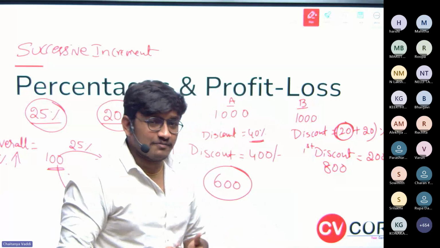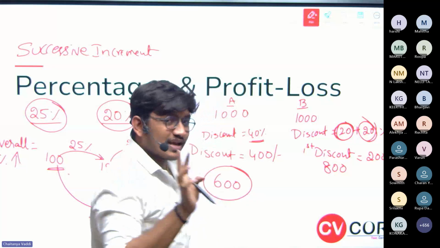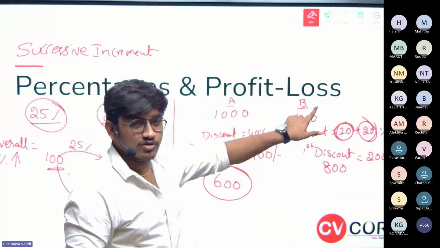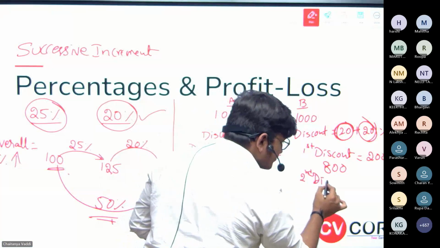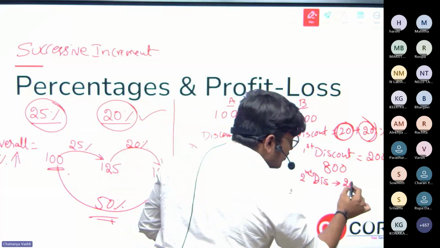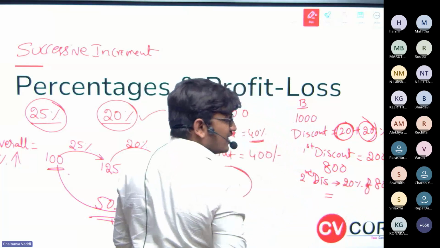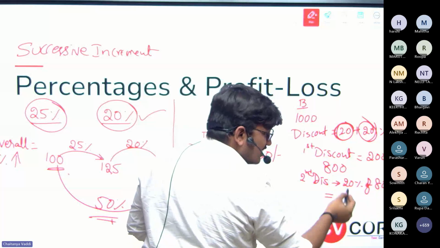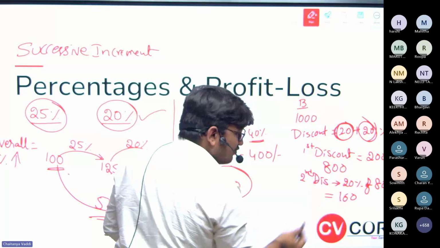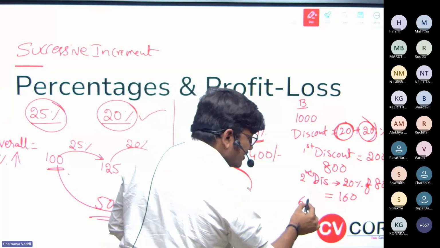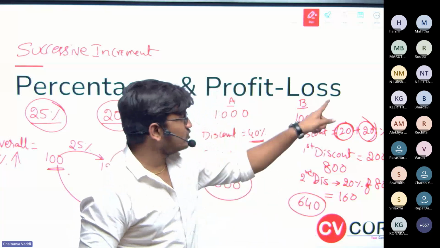Now, the second time we have one more discount, again 20%. The second discount will be given on 800, not on 1,000. What is 20% of 800? 20%, zeros cancel, 2 eights are 16, so 160 rupees. Now from 800, if you remove 160, it will be 640 rupees. The final price of the watch is 640 if you select shop B.